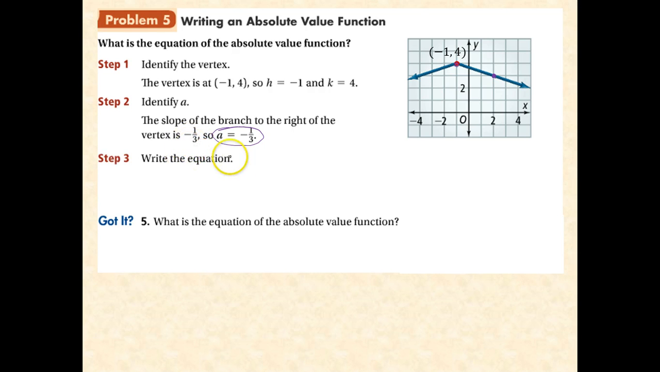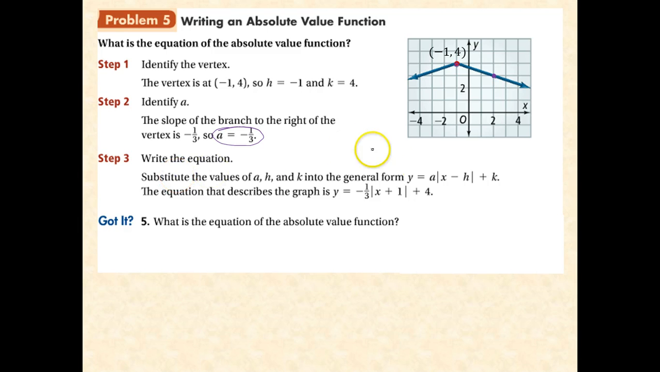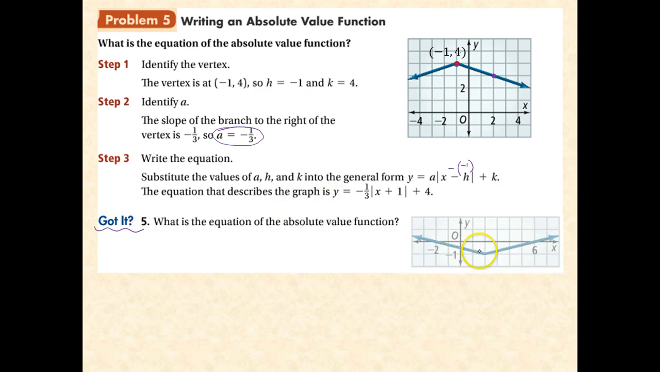So now we just write the equation. We're just going to substitute the values into the general form, y equals a times absolute value of x minus h plus k. So y equals negative 1/3, and then when you do minus the negative 1 for h, that turns into the plus 1. And then plus k is plus 4. Okay, so pause and see if you can figure out the equation for this absolute value function.